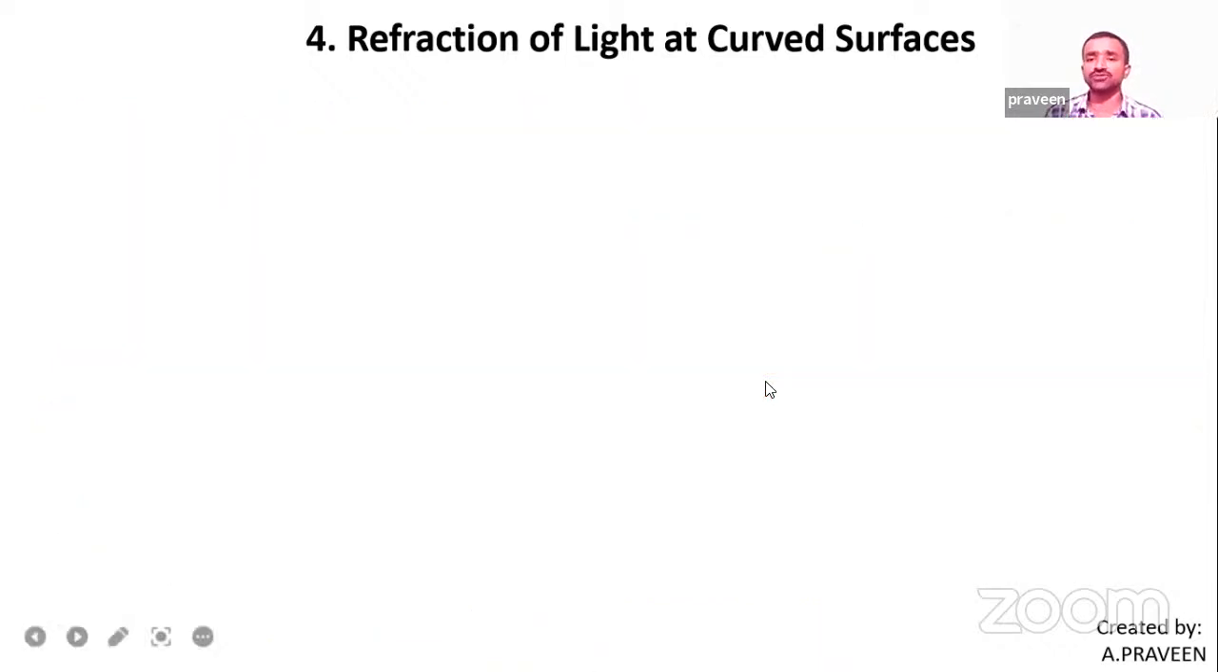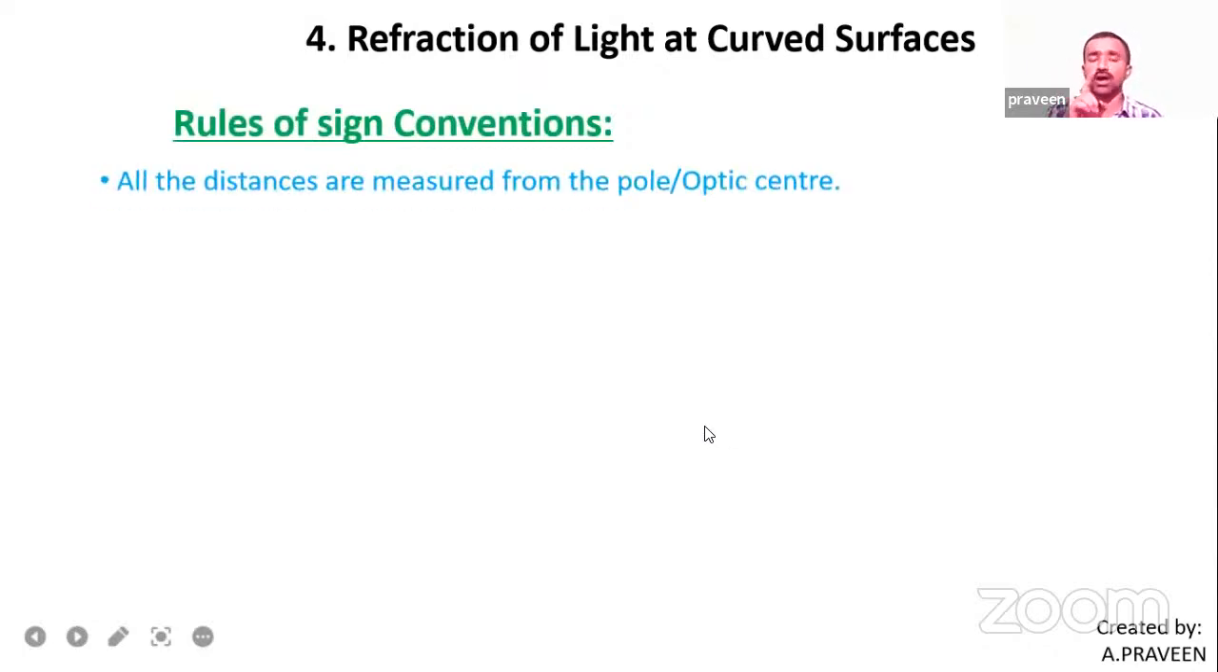So what are the rules of sign convention? All the light rays are incident on the surface. After that, you will get an image, maybe real or virtual. Then you are able to measure the distances: object distance, image distance, and radius of curvature. Those are considered from the same point. All the distances must be measured from the pole or the optic center.